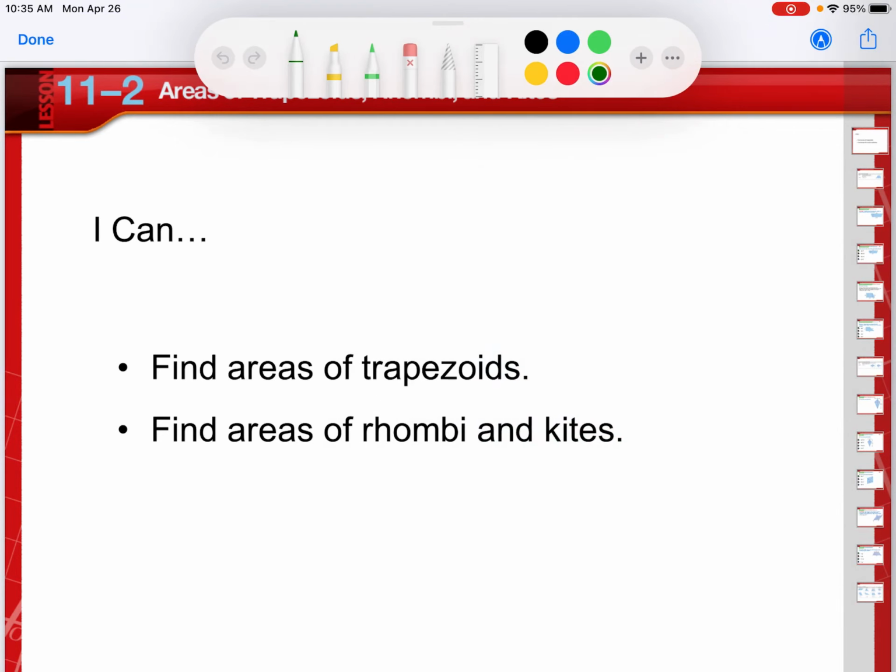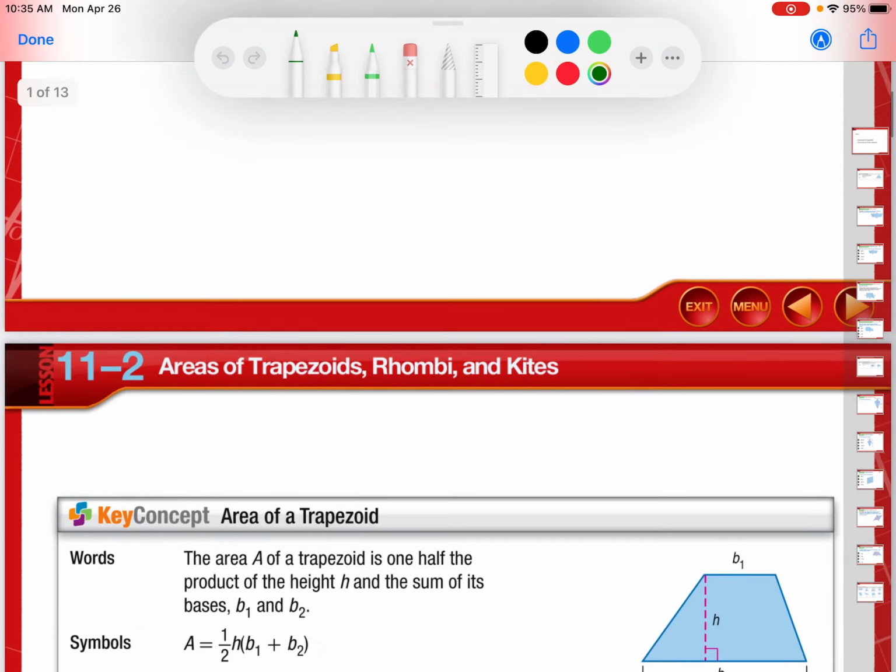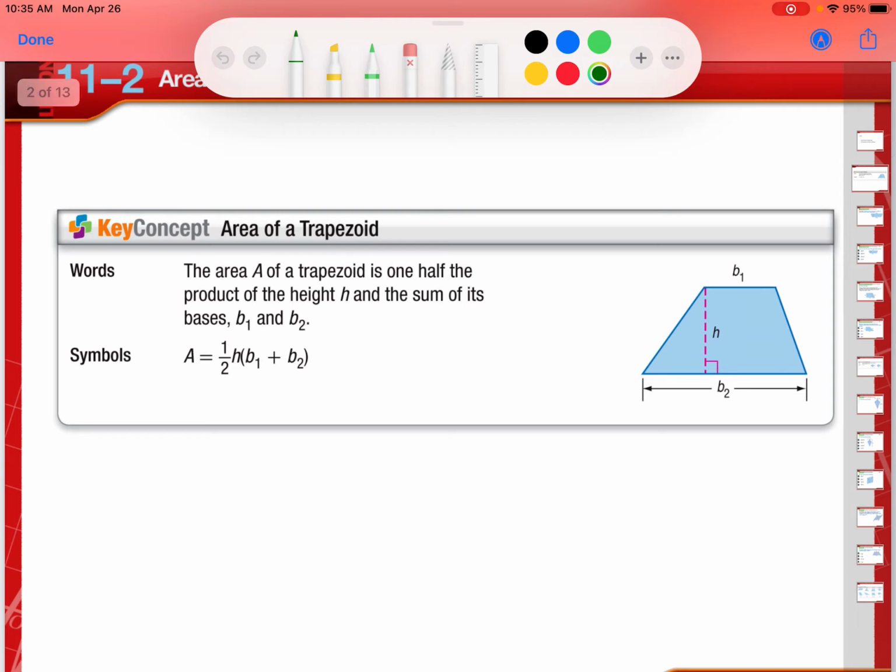Alright, so today we are going to be talking about finding the areas of trapezoids, rhombi, and kites. So, just like before, we have a pretty simple formula for these shapes.